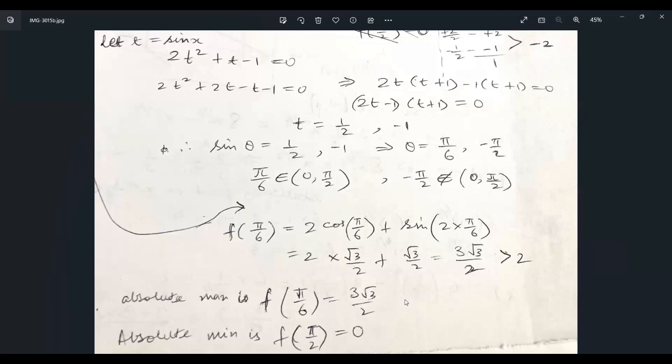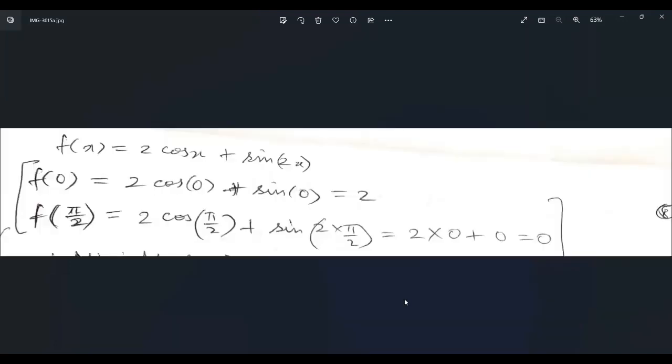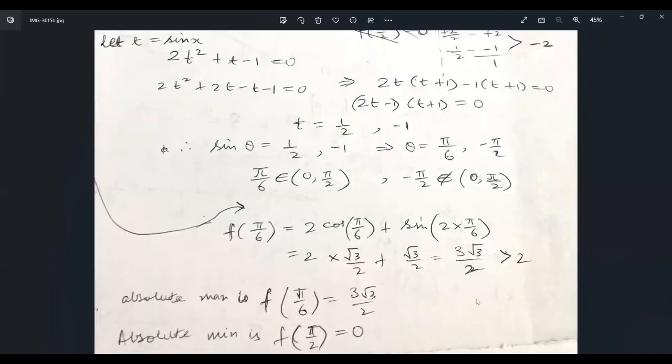So we evaluated this function at 3 points. One is at the left end of the interval, one is at the right end of the interval, and the third is at the stationary point. So we find that the maximum occurs at the stationary point and the minimum occurs at pi by 2 and gives us 0.